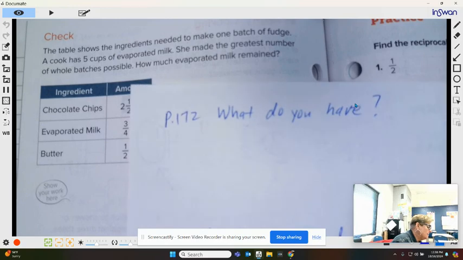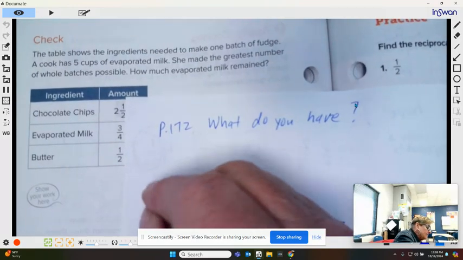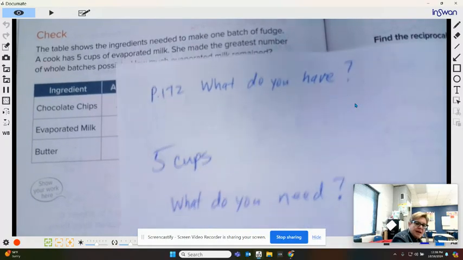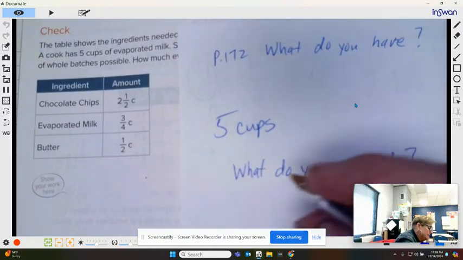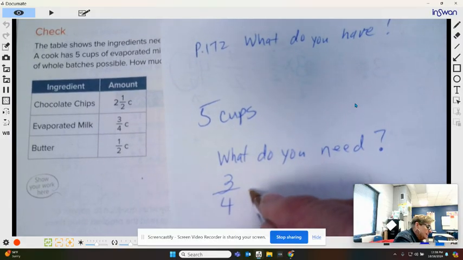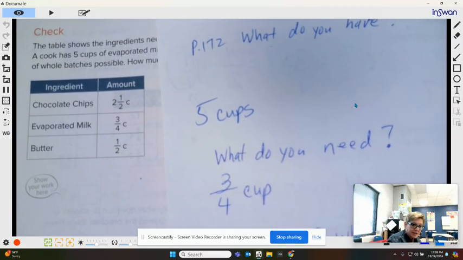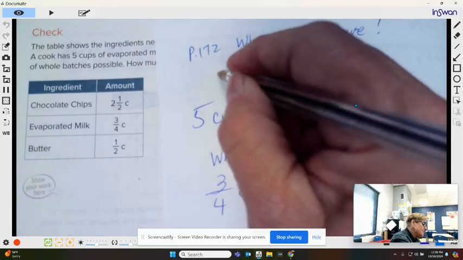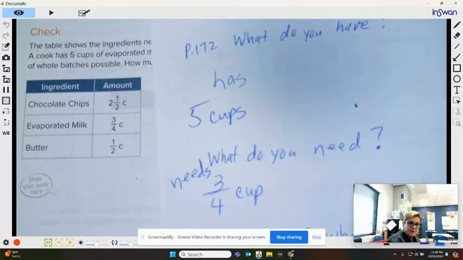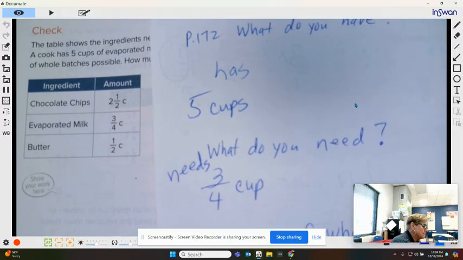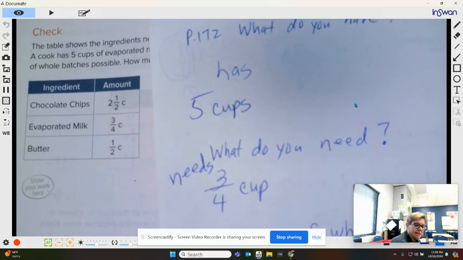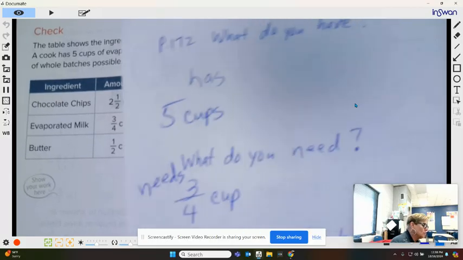So what do we have? We know that we have 5 cups of the milk. How much do you need for each recipe? It says in our recipe that we need 3/4 of a cup. And I'm just writing this down. She has 5 cups. She needs 3/4 of a cup. So I'm going to actually divide the 5 by 3/4 of a cup, and then that's going to tell me how many of the full recipes I can make.